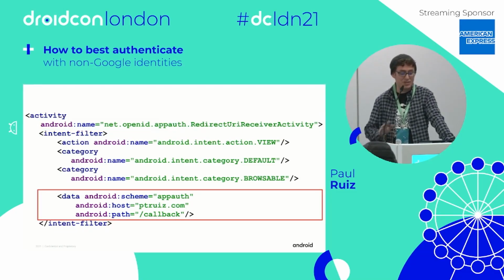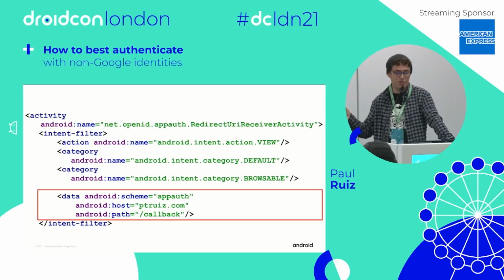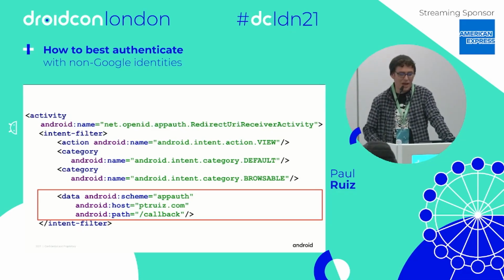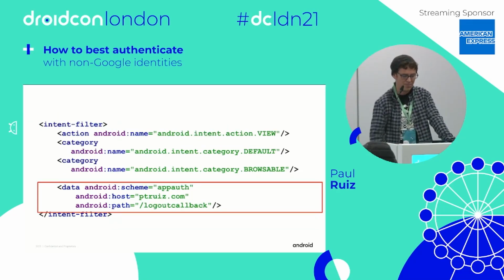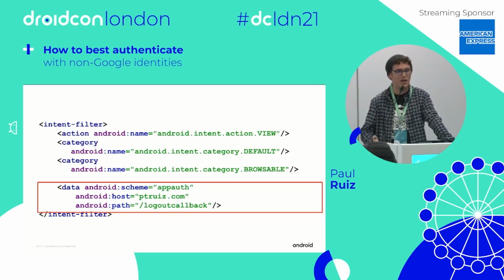One of the big things to notice in this area is that I've included a data node that uses a scheme and a host, plus it could have an optional path, just so this activity knows which URIs need to be redirected over to our app. I'm also going to add a second intent filter for the example, just to handle redirecting logout responses as well.